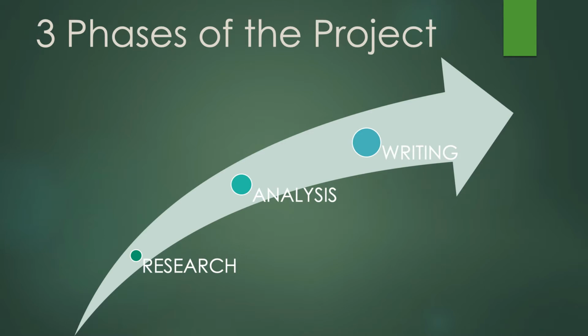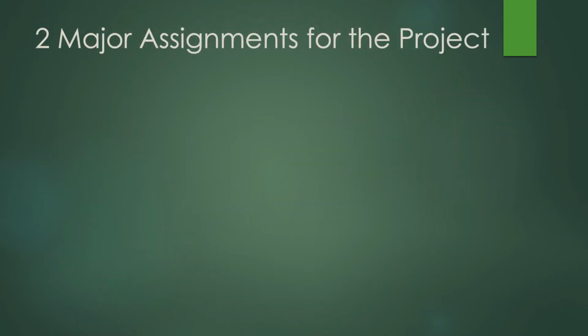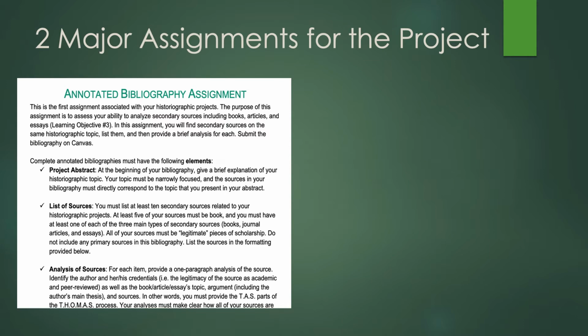The writing is pretty straightforward, and I'll detail it more in the future. But for the time being, let me go over the 2 major things that you're going to write, the 2 major assignments of this project. So 3 phases, 2 assignments. You're going to write 2 things. First, you're going to begin with an annotated bibliography.